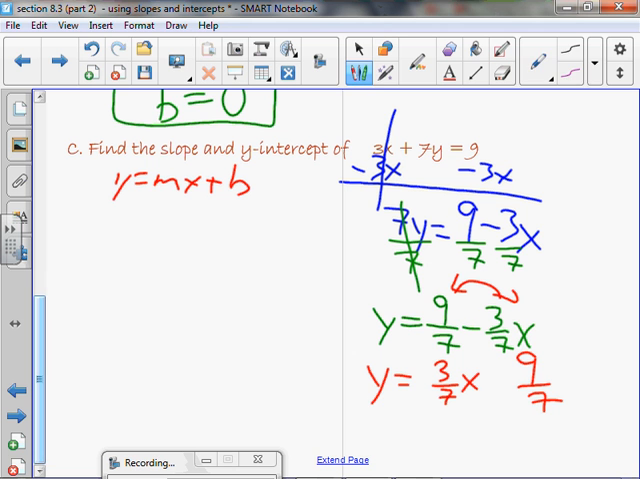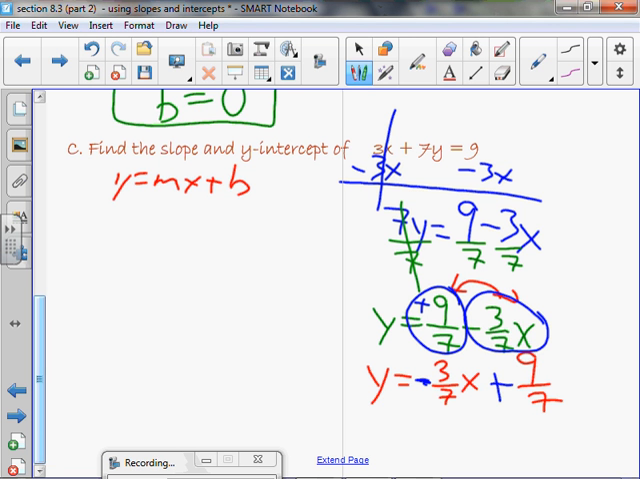Notice I didn't put any signs there, because remember, the sign comes with the number that it's in front of. So the 3 sevenths x is really negative, and the 9 sevenths is really positive, right? The sign always comes in front of the number it belongs to. So when you move these guys around, you have to bring the sign with it. So negative 3 sevenths x, and then plus 9 over 7.